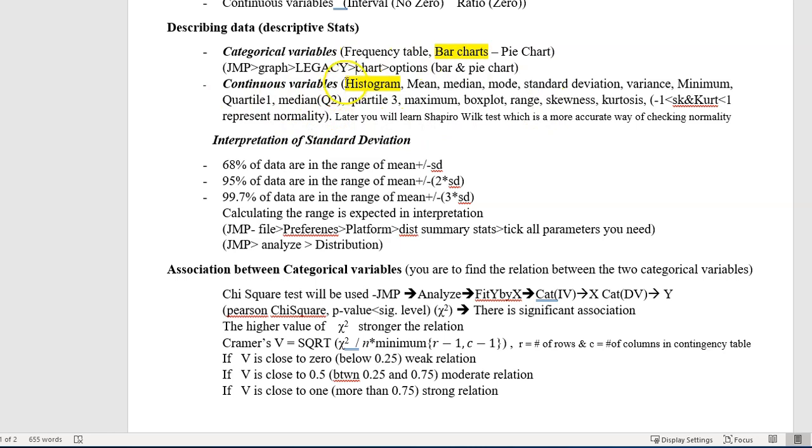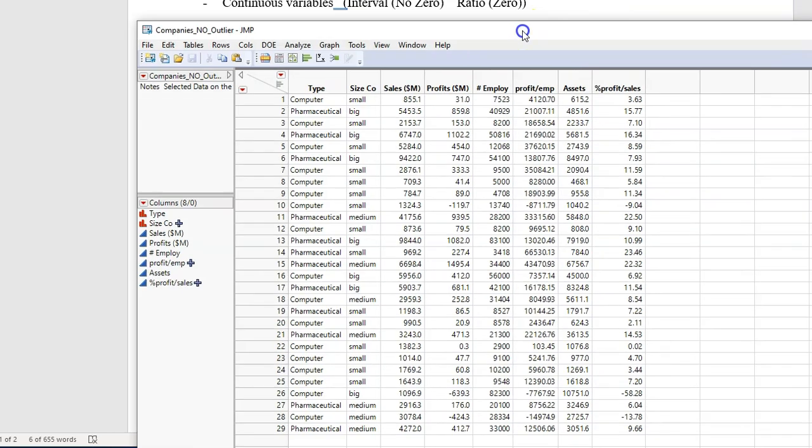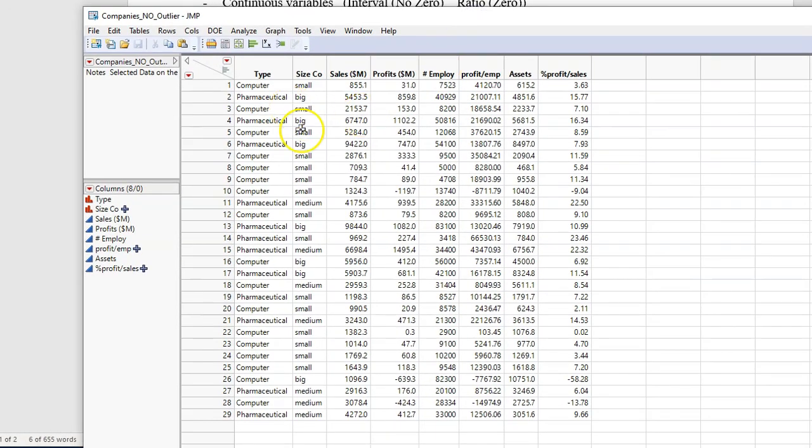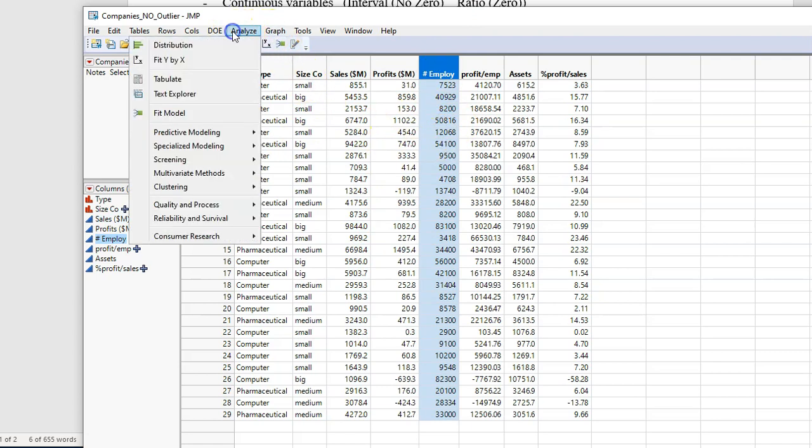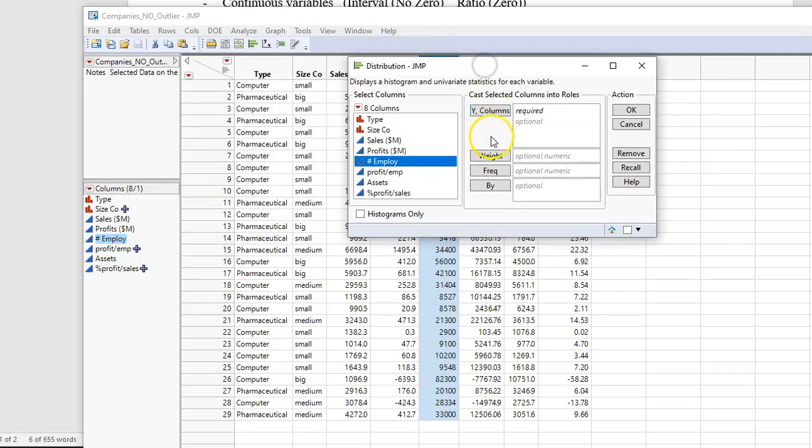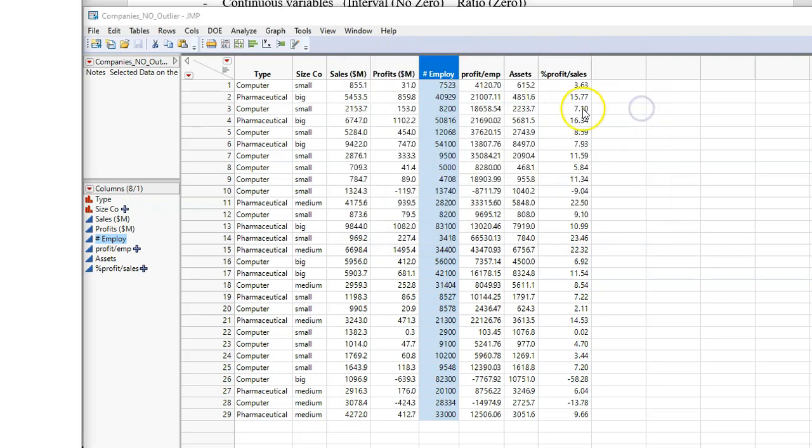Continuous variables, you do histogram, mean, median, mode, right? Where is that? That's actually here. So, for example, sales is numerical. Number of employees is numerical, right? So go to analyze, distribution. And if the question asks you to find the average of sales, standard deviation of sales, whatever about sales, about a numerical data, just drag and drop it into that Y columns, click OK.